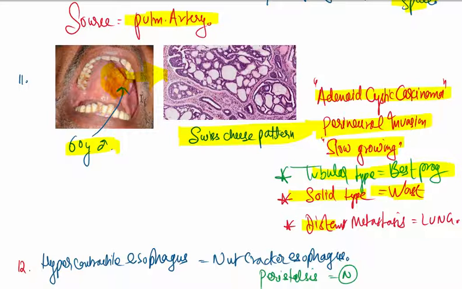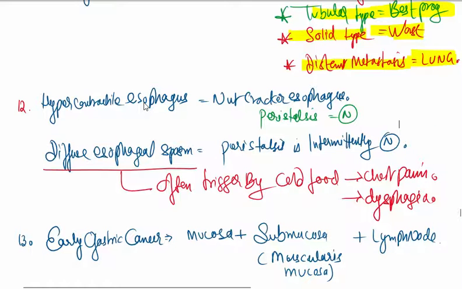Next one, hypercontractile esophagus, also known as Nutcracker esophagus. Here the peristalsis is normal. What is diffuse esophageal spasm? Here also peristalsis is intermittently normal. DES, diffuse esophageal spasm, is often triggered by cold food and may cause chest pain and dysphagia.